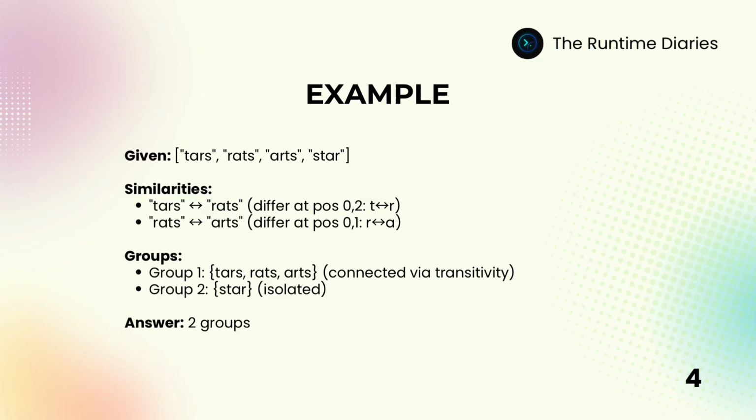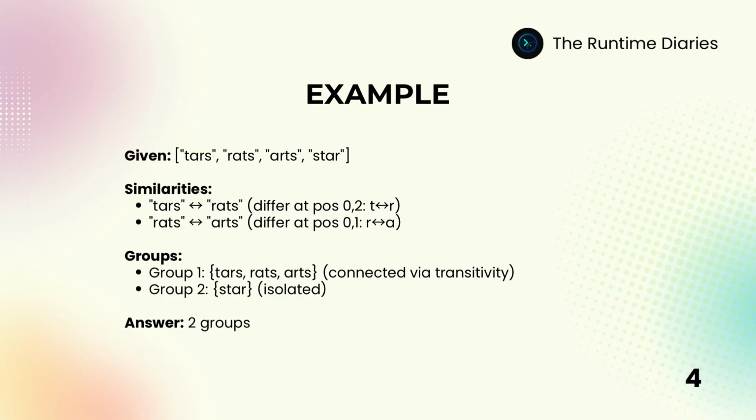Check if rats of 0 equals arts of 1, and rats at position 1 equals arts at position 0. R equals R and A equals A. Yes, they're similar. That's another edge. Tars and arts, you could check this one differently, but here's the beautiful part. We don't need to. Tars is connected to rats, and rats is connected to arts. That means tars, rats, and arts are all in the same connected component, even if tars and arts aren't directly similar.